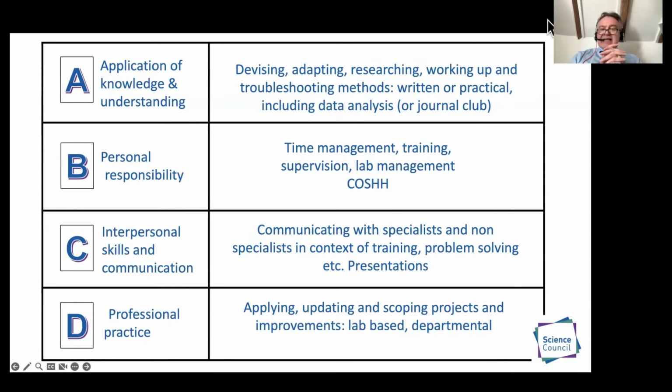Professional practice is about adhering to certain standards. It's about applying and updating those standards, and that may relate to A. It's also about scoping and planning new projects that you might take on. They may relate to lab-based work. They may be more departmental. They may be more structural and involve non-specialists like estates and services. If you are a higher technician aspiring to, let's say, a CSci, a chartered scientist qualification.